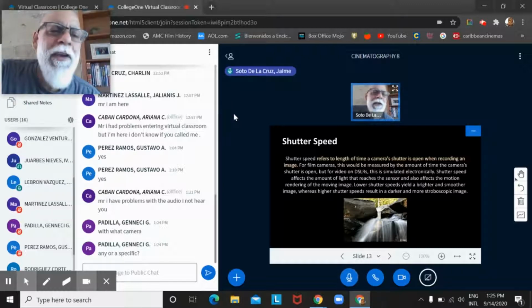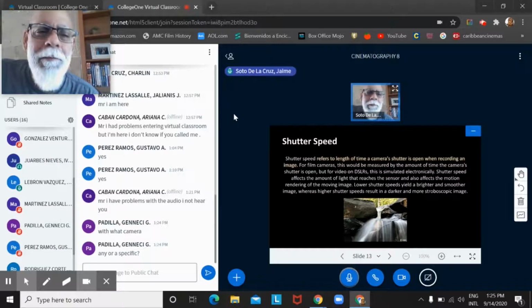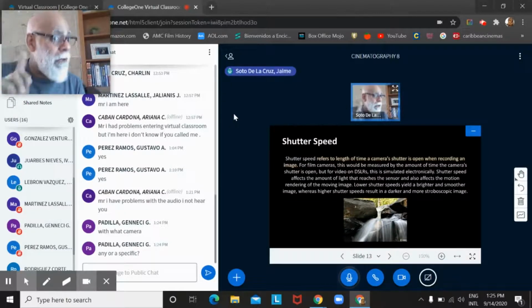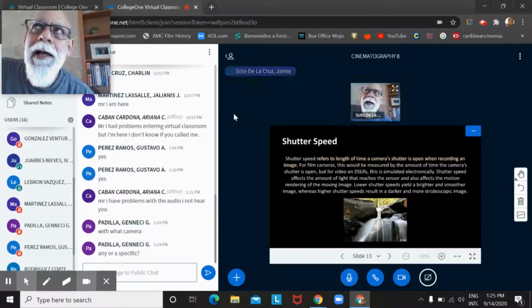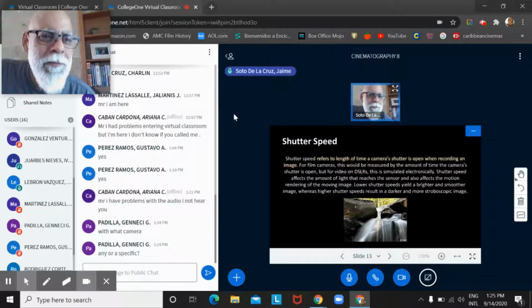Unfortunately, what we have here is the PDF. We don't have a PowerPoint, and you cannot see how the images change. If you've watched the PowerPoint like I told you to on my website, you can see how this animated GIF shows you how the water looks at different shutter speeds. Think of the shutter speed in terms of your eyelid. I already spoke about the iris in your eye. Now I want you to think of your eyelids.